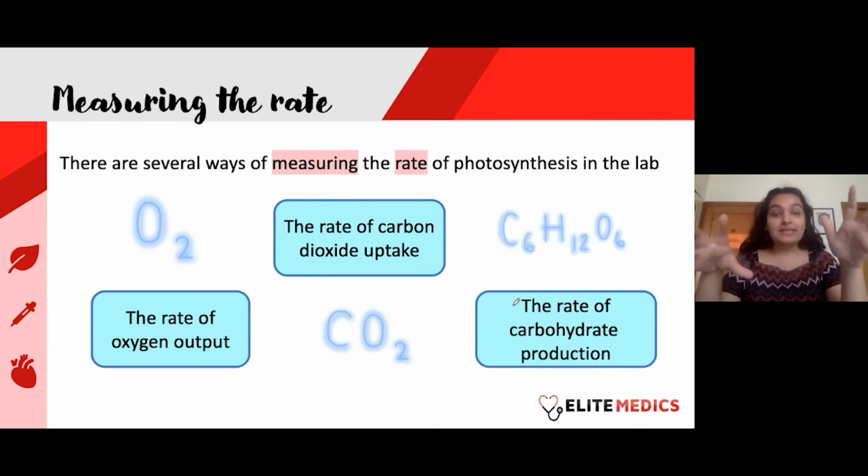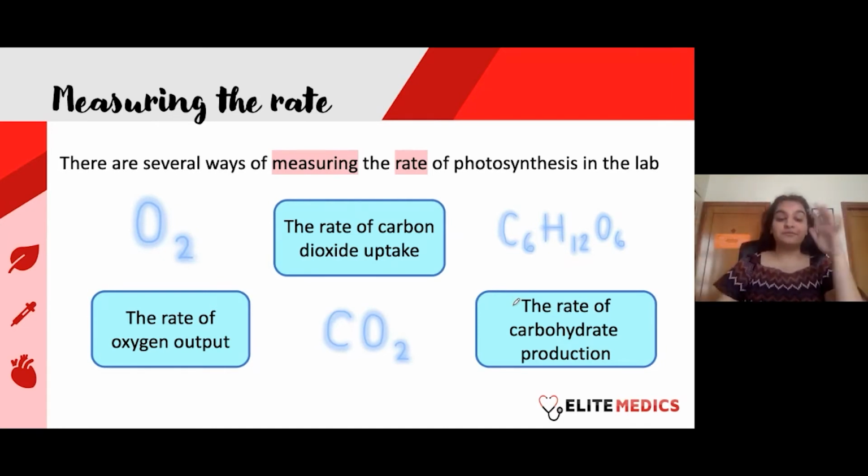So the rate is basically telling us how many of those reactions are happening at a given time. The more reactions that occur, the better the rate. That means the more photosynthesis is going on. And the fewer reactions that are occurring at any given time, the lower the rate and the worse the actual effectiveness of photosynthesis.